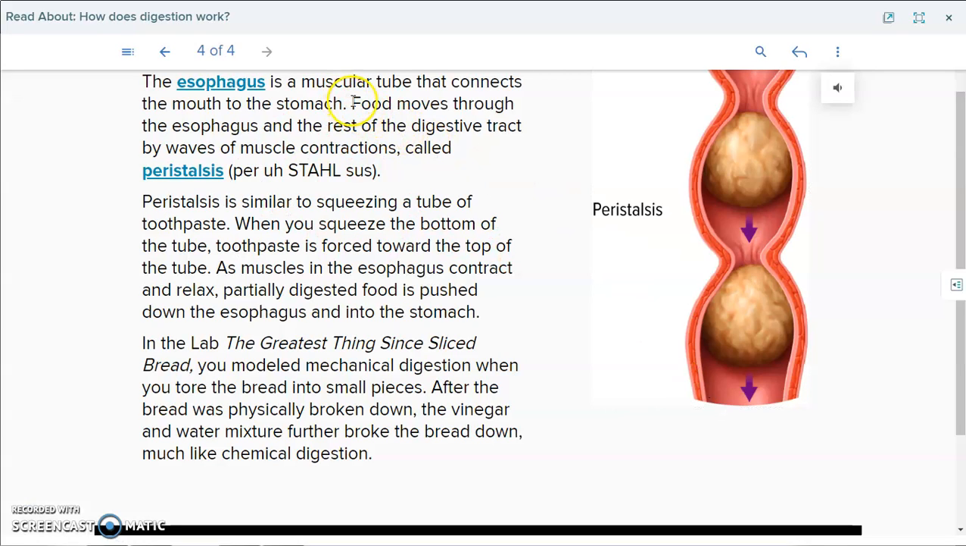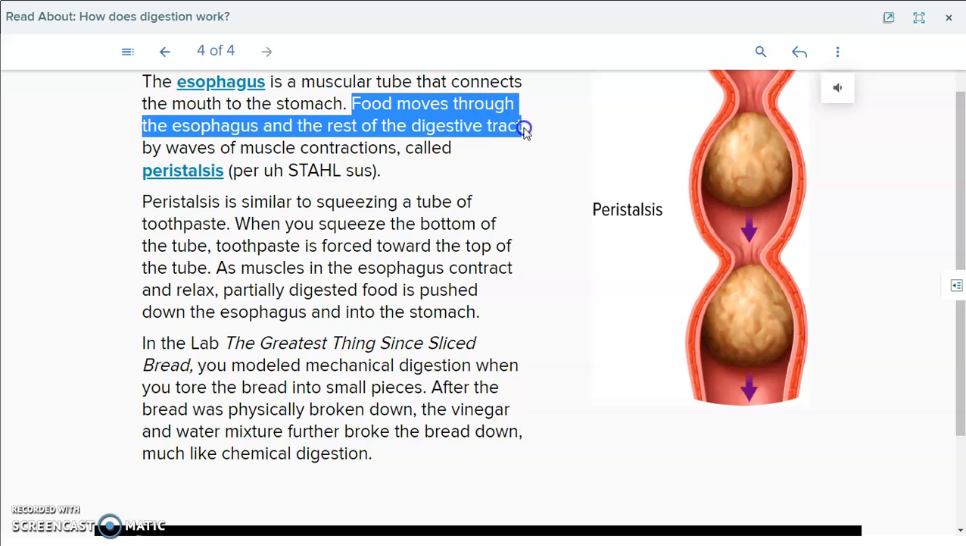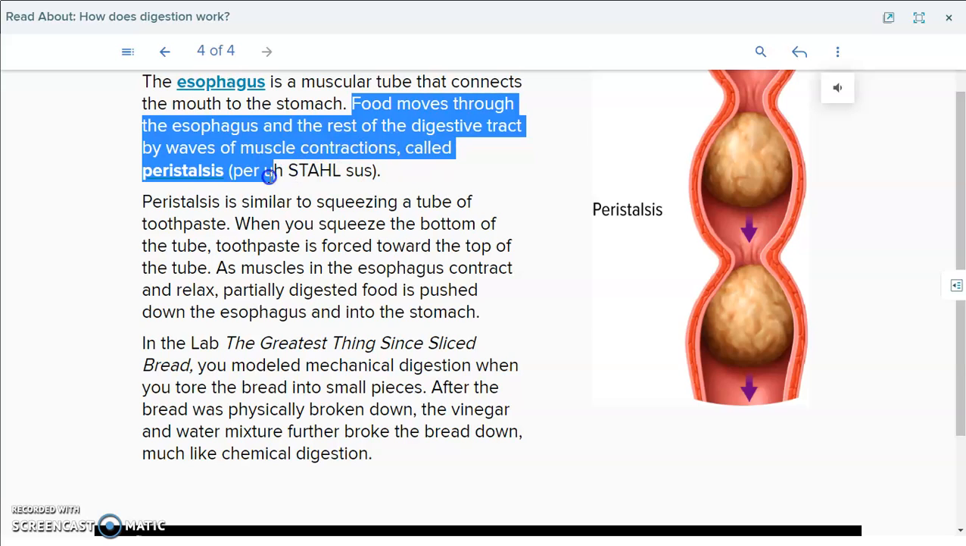So going back to the book, in page 106, I want from all of you to highlight this. Food moves through the esophagus and the rest of the digestive tract by waves of muscle contractions called peristalsis.